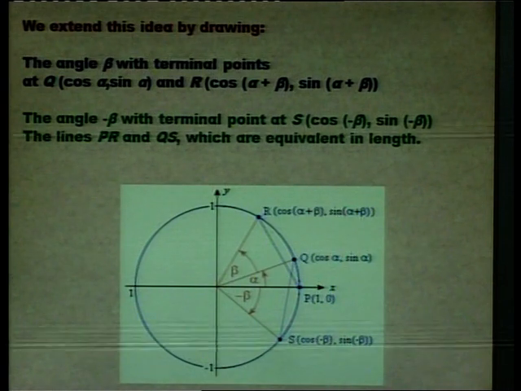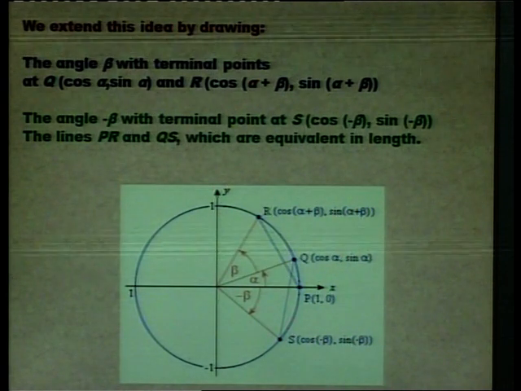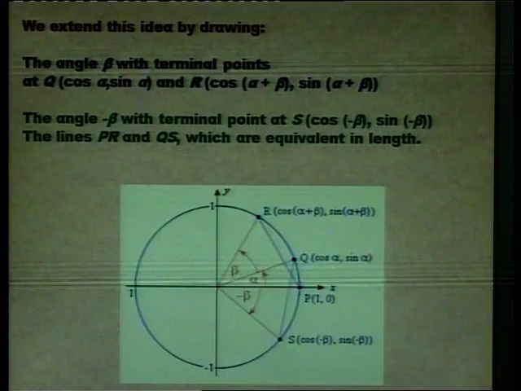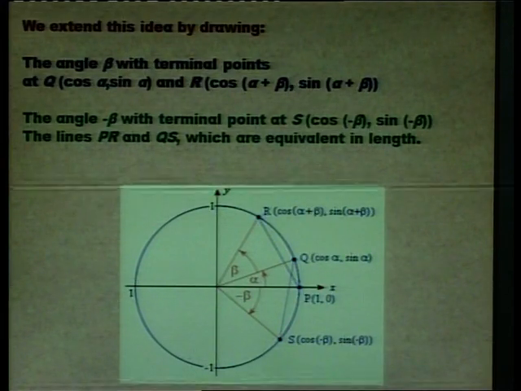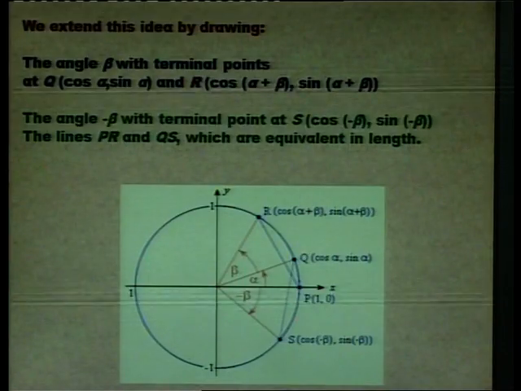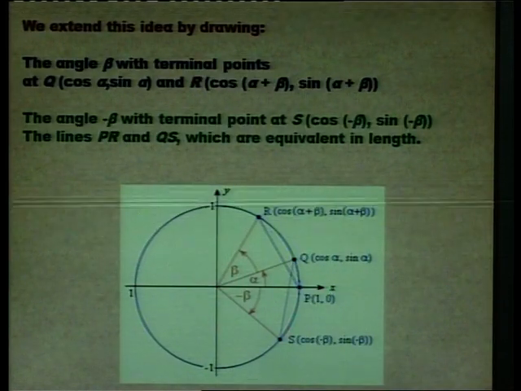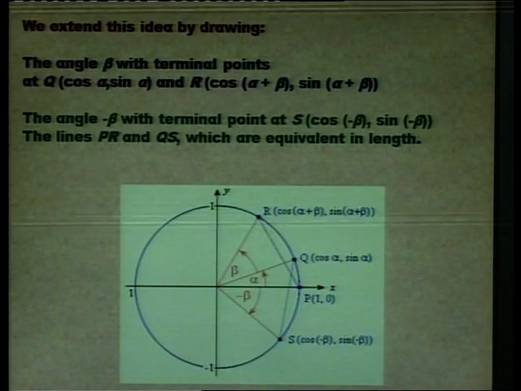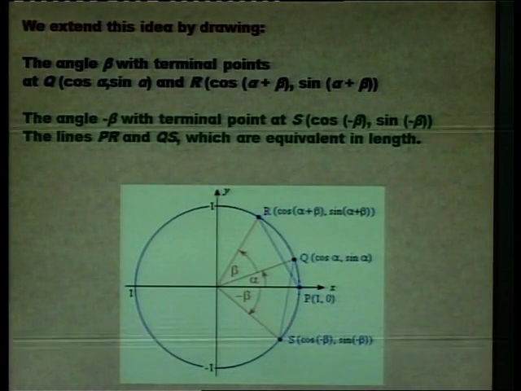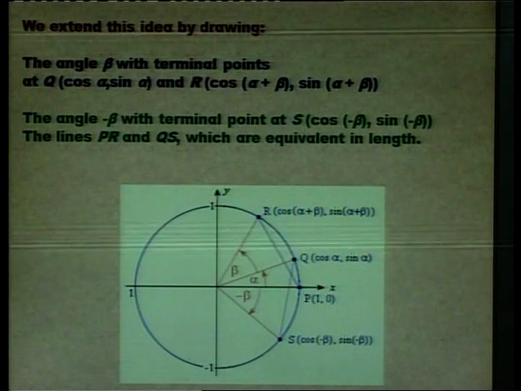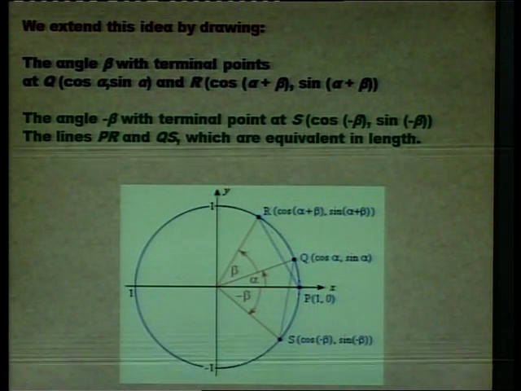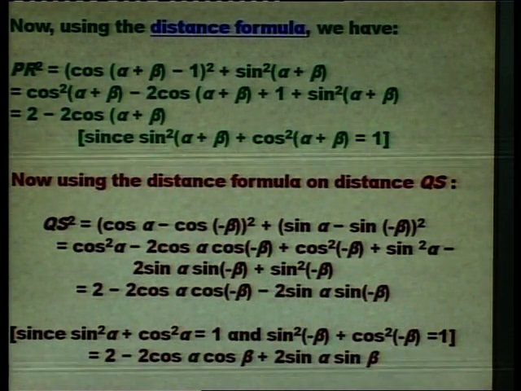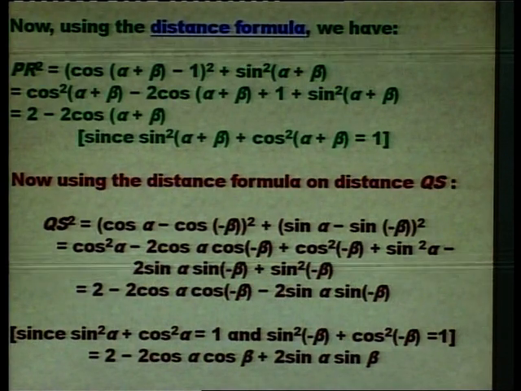As shown by the arrow, the angles alpha, alpha minus beta and alpha plus beta are all mentioned in the picture very clearly. The coordinates of the point R, as in the case of Q, will be cos of alpha plus beta, sin of alpha plus beta, and similarly the coordinates of the point S will be cos of minus beta, sin of minus beta. Now you use the distance formula and we find out the value.